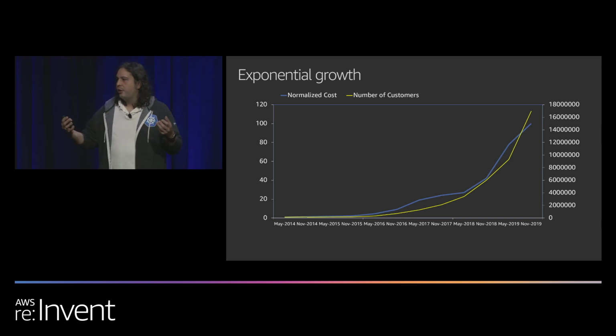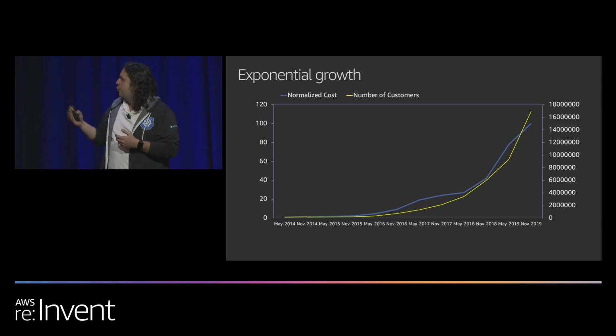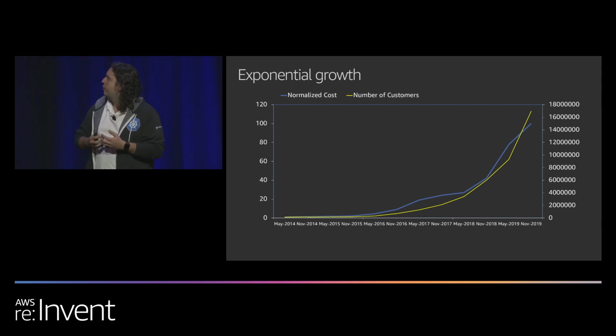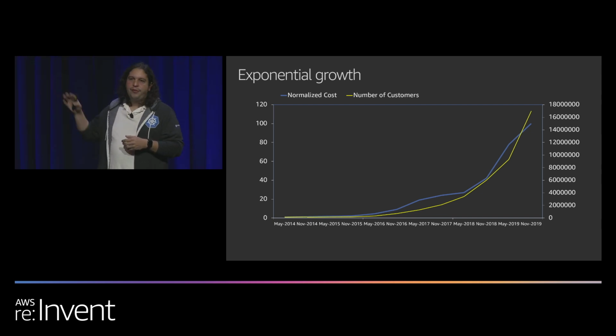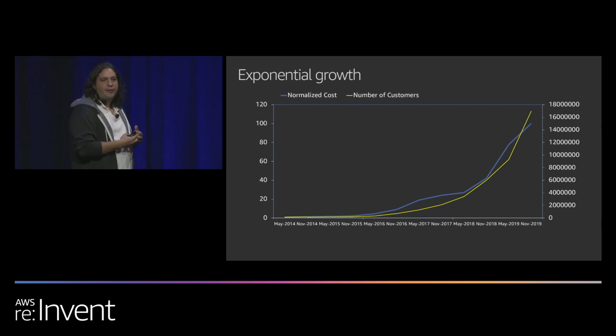And with massive scale, you have massive cost optimization opportunities as well. And this curve here shows the number of customers in yellow and the normalized cost in blue. And this AWS cost curve was growing too steep. And I think probably some of you have some similar stories. That's why you're here in this session.